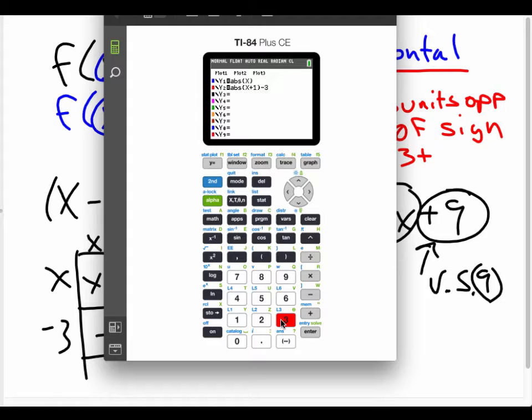Is that minus 3 inside or outside the absolute value bracket? Outside. So what is that going to do to it? Move it down 3. Some of you guys are worried because you're thinking absolute value can't be negative, and if it goes below the x-axis, it'll be a negative y value. So that's what you're freaking out about, but guess what?